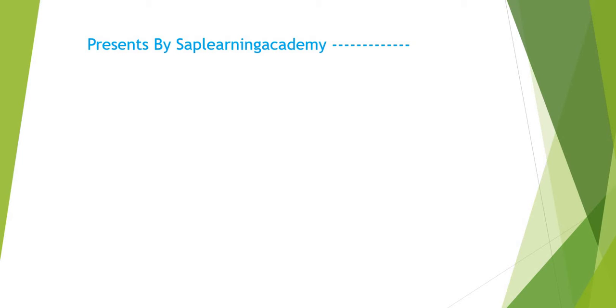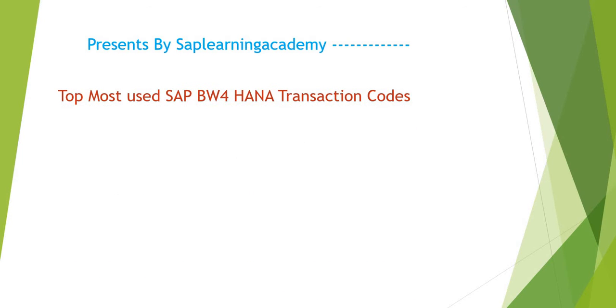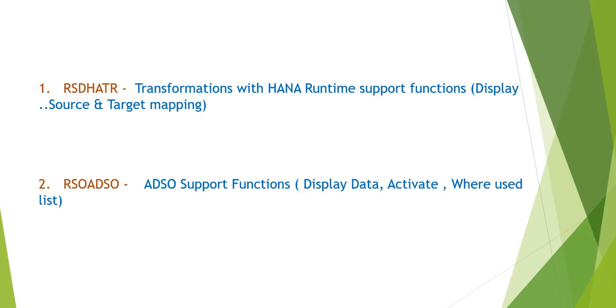In this tutorial today I will be telling you about the top most used SAP BW transaction codes. I will be explaining each of the transaction codes, and I have 28 transaction codes in my list today, just briefly what is the use of these transaction codes. First one, RSDHANA. Using this transaction you can see the transformation with SAP HANA runtime support information. Here you can display the source and target mapping.